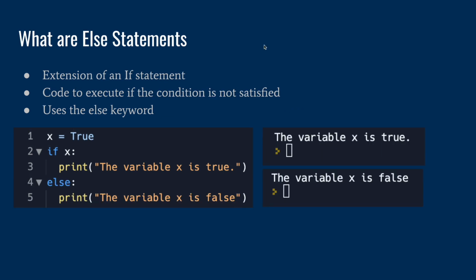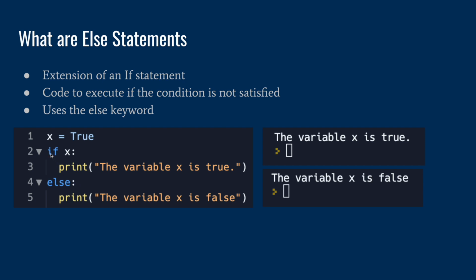What are else statements? It's basically an extension of an if statement. It's the code to execute if the if statement's condition is not satisfied, and it uses the else keyword. So let's go back to the program we looked at in the last slide, and we can add an else statement down here which prints the variable x is false.